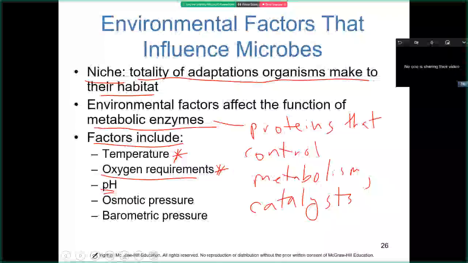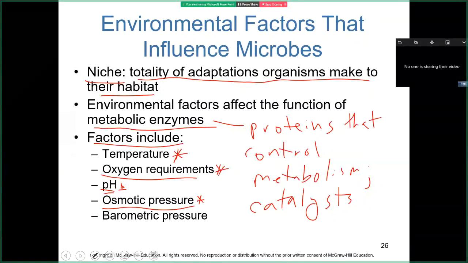pH, the acidity of the surroundings. If that's not maintained at a certain level, enzymes fail. And then osmotic pressure, that relates to how much water and other solutes are present in the surroundings. If that's not adjusted and maintained properly, enzymes can fail. And also barometric pressure, that's the amount of atmospheric pressure that bears down on the organism.